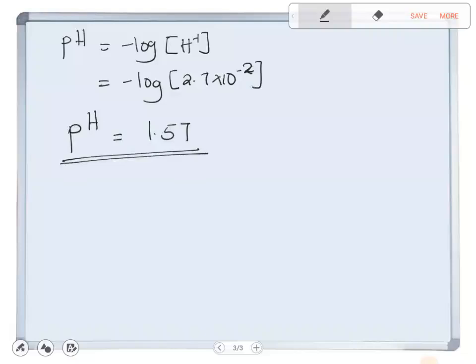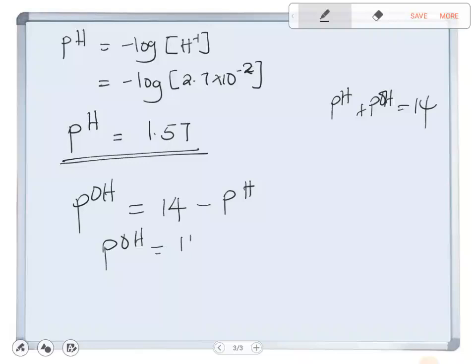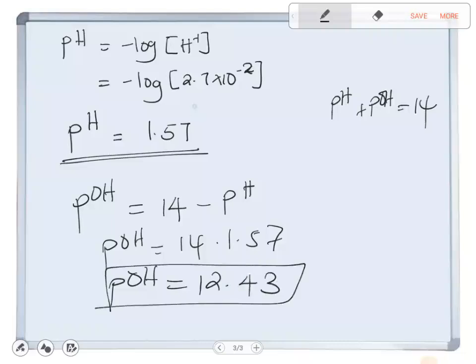That means you can also know the pOH, right? What would be the pOH? It would be 14 minus pH, since pH plus pOH is equal to 14, you remember, right? So your pOH is 14 minus 1.57. If I punch this on my calculator, I'm getting 12.43 as my pOH and this one as my pH. It's as simple as that. All right, thank you.